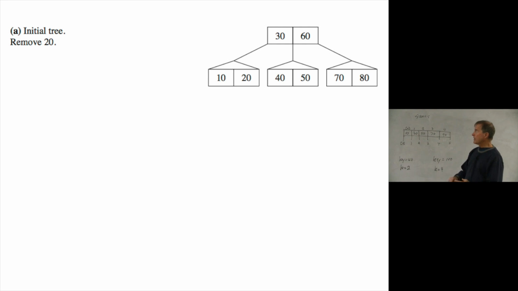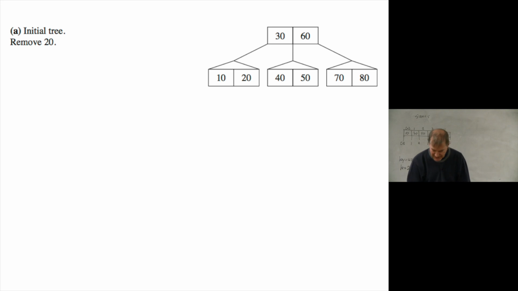Here again, we have an order 4 tree, so anywhere from 2, 3, or 4 data values per node. So we have 30, 60 with 10, 20, 40, 50, 70, 80 for the children. Is it ordered? Yes. Is it balanced? Yes. Does it have this node size restriction? Yes. Are we good?